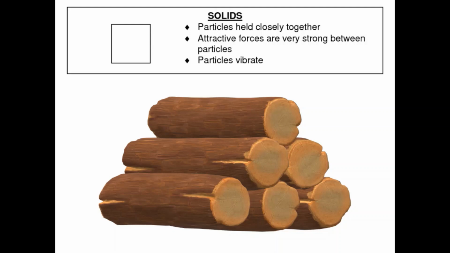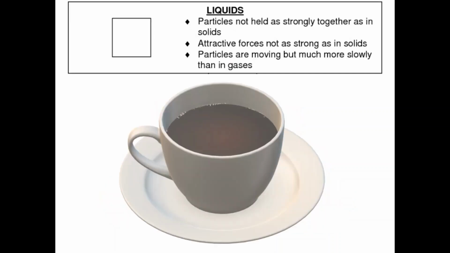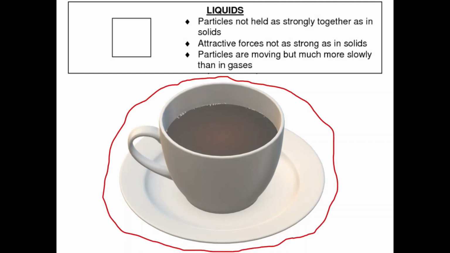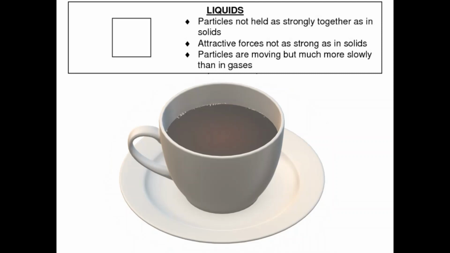Let's go ahead and look at the next one now. The next one is liquids. And as you can see here, I've got a coffee cup with some coffee inside representing the liquids. So the characteristics for liquids are particles not held as strongly together as in solids, attractive forces not as strong as in solids, and particles are moving but much more slowly than in gases.